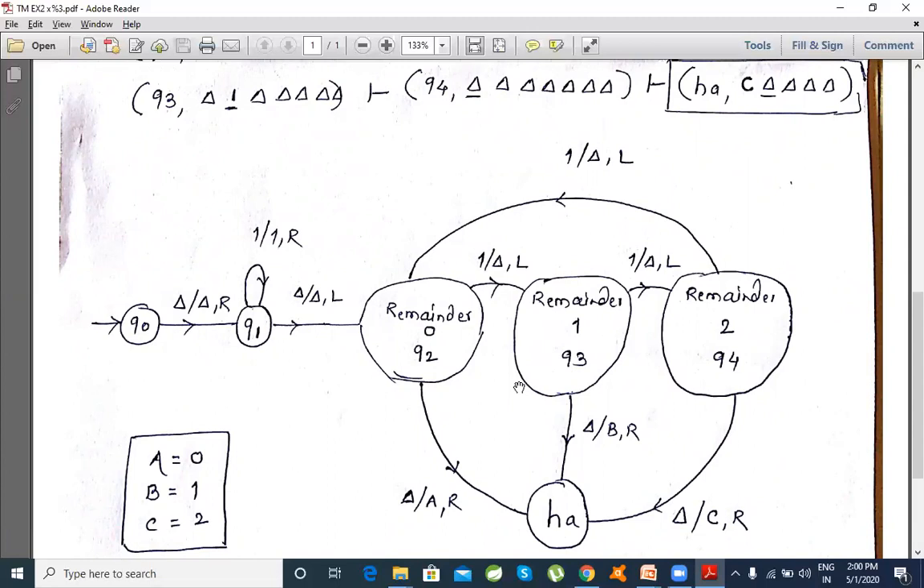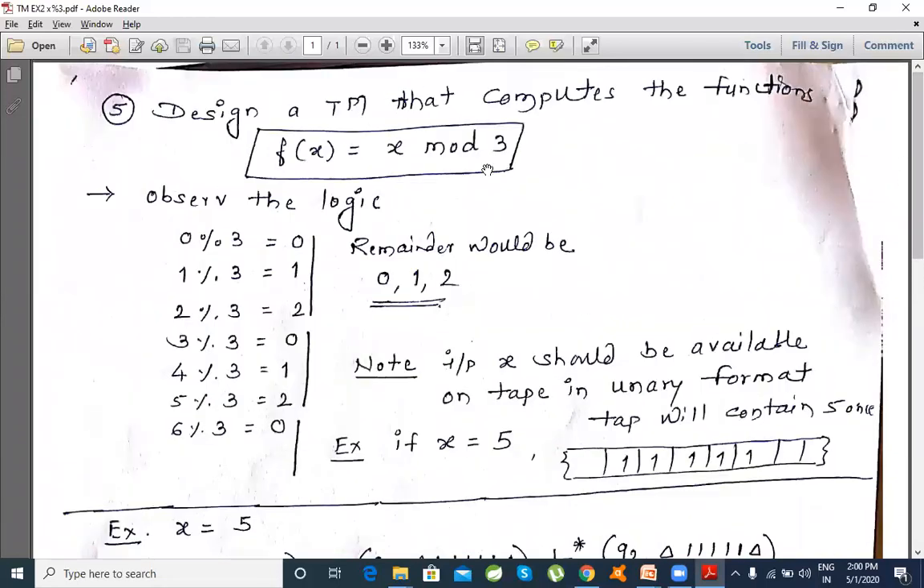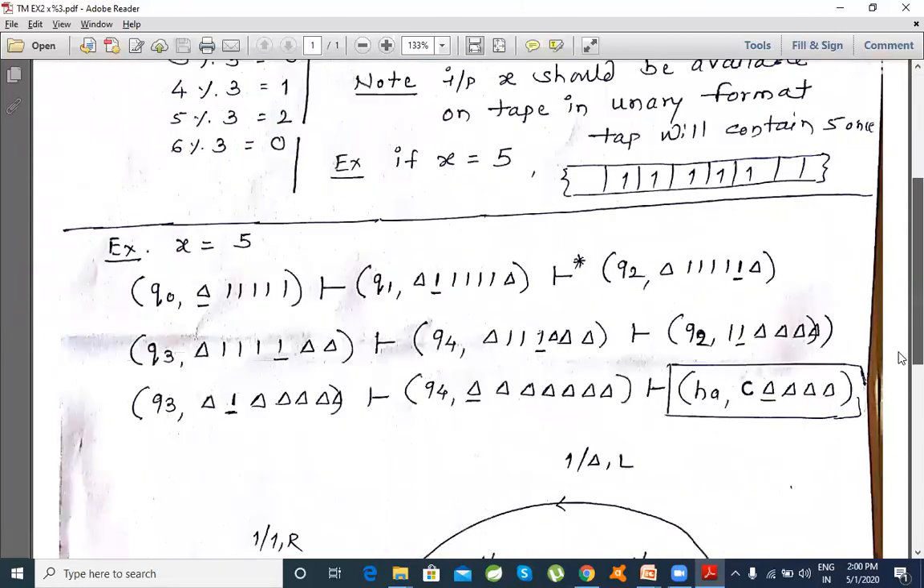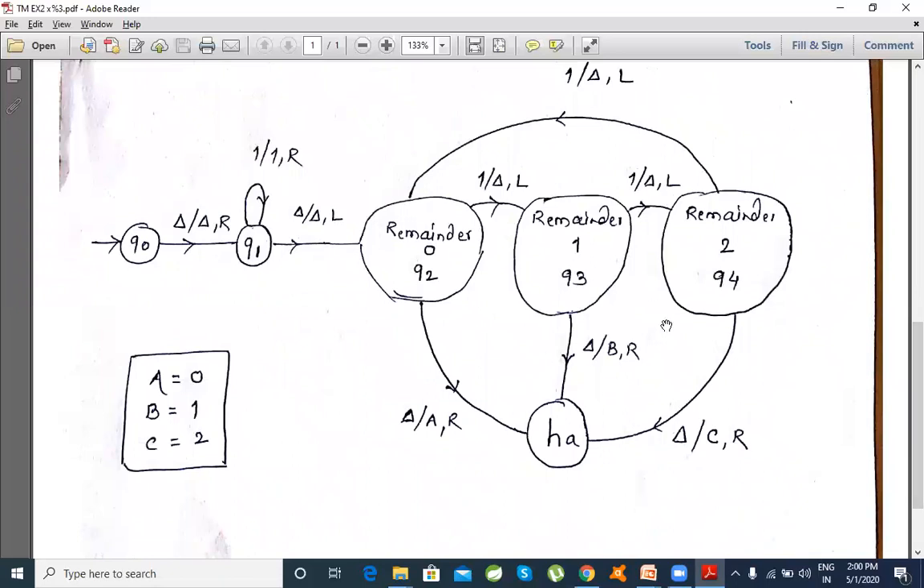I hope you understand this terminology well. It can compute any function for the problem statement, and for this example it is X mod 3. Using this state chart diagram, the machine easily calculates the remainder of the given input. Remember that the input is not in binary, it is in unary. So if I have 5, then 5 ones would be available on the tape for processing. I hope you understand this.